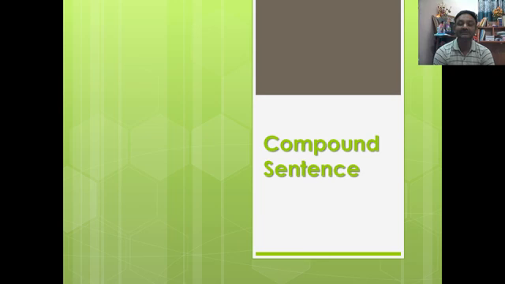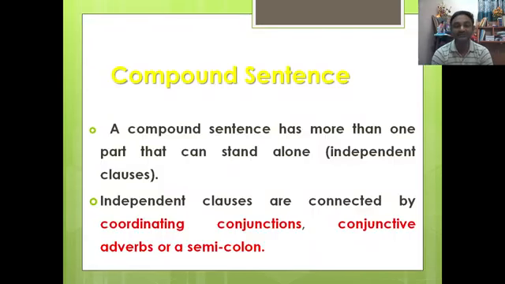So now look at another one. The second one is the compound sentence. We can understand a compound sentence as having more than one part that can stand alone. That means the independent clauses, as the independent clauses are connected by the coordinating conjunction and the conjunctive adverbs or a semicolon. So the independent clauses have been divided into three parts: coordinating conjunctions, the conjunctive adverbs, or a semicolon.